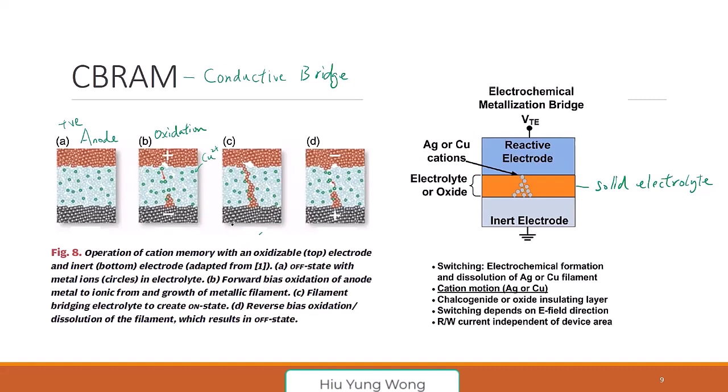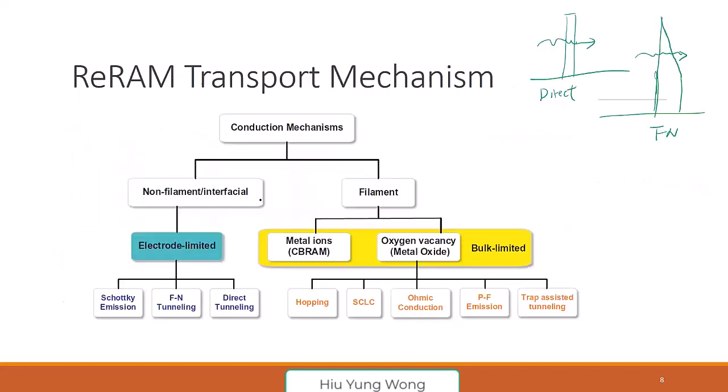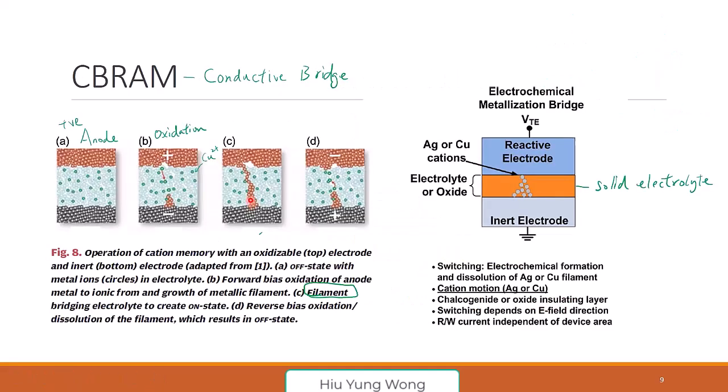Maybe let me just highlight it, right? Filament, okay? Bridging the electrolyte. Then it becomes conductive, isn't that? And this is still a filament conduction. But last time when we talked about oxygen vacancy, the vacancy lets electron hop. But here you really form the metal bridge. Then it becomes conductive. And if you apply the opposite direction, then you have the reduction reaction.